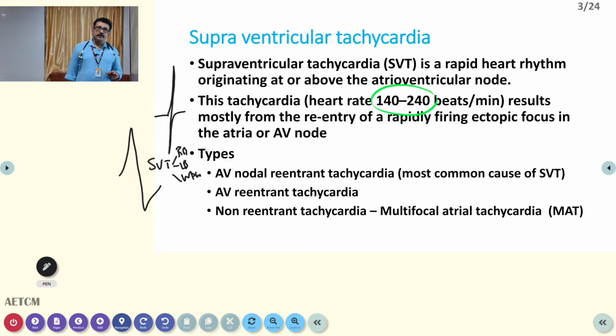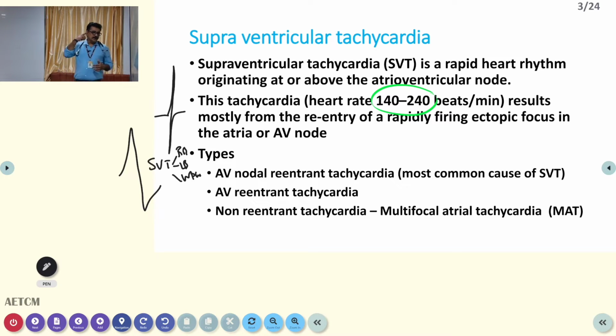There are 3 important types. One is AV nodal re-entry tachycardia. Inside the node, the current is recirculating. Then AV re-entry tachycardia, that means in between atria and ventricle, the re-entry happens. Then non-re-entry tachycardia, where there is no re-entry, but multiple foci are producing current. That is multifocal atrial tachycardia.